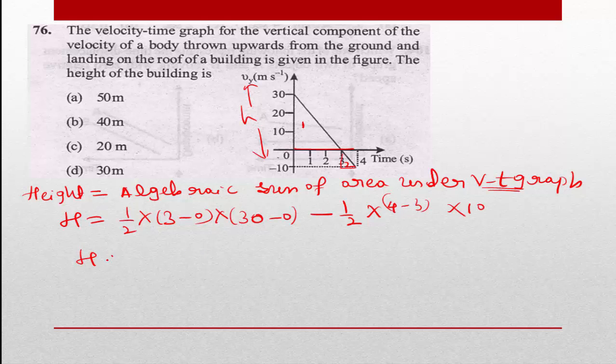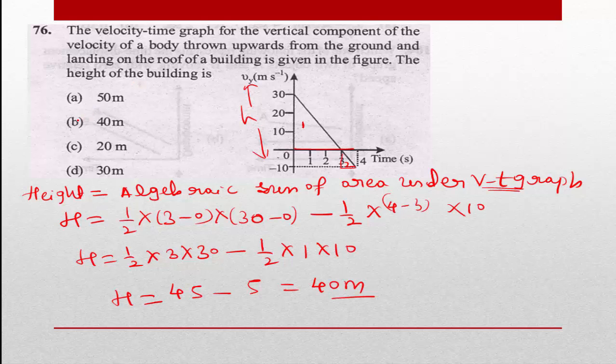Okay, height h is equal to 1 by 2 into 3 minus 0, that is 3, into 30 minus 0, that is 30, minus 1 by 2 into 4 minus 3, that is 1, into 10. Therefore, height h is equal to 30 into 3 is 90. 90 into 1 by 2 is 45. 45 minus 1 by 2 into 1 into 10, that is 5. 45 minus 5 is 40. The height is 40 meter. Option B is the right answer. The height of the building is 40 meter. Option B is the right answer for this question.